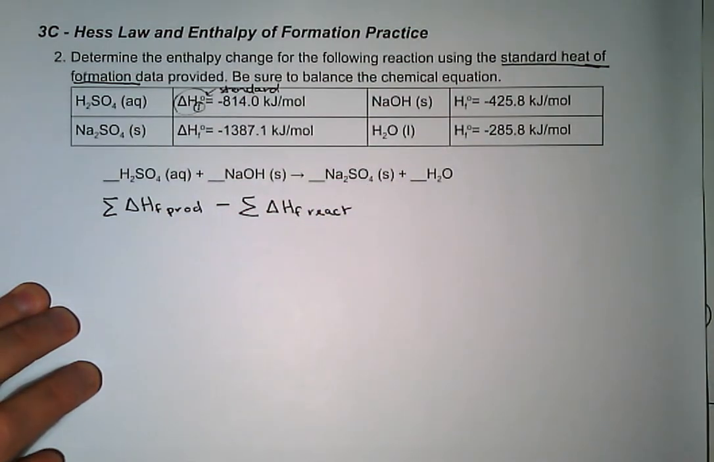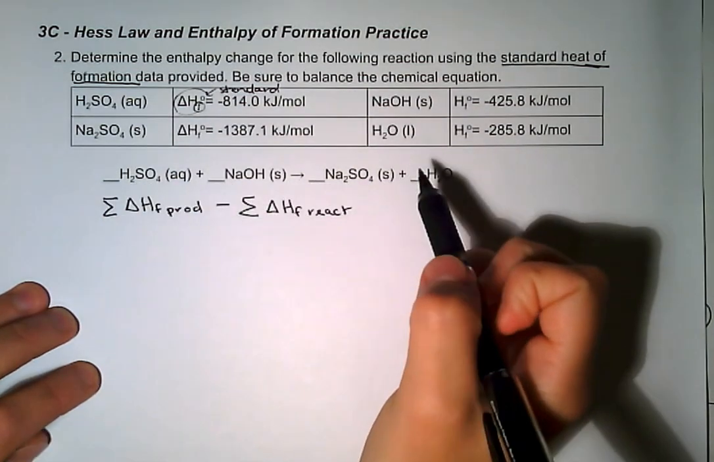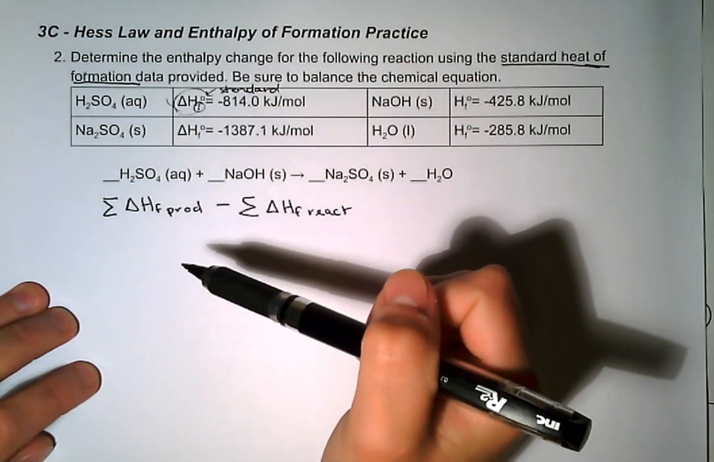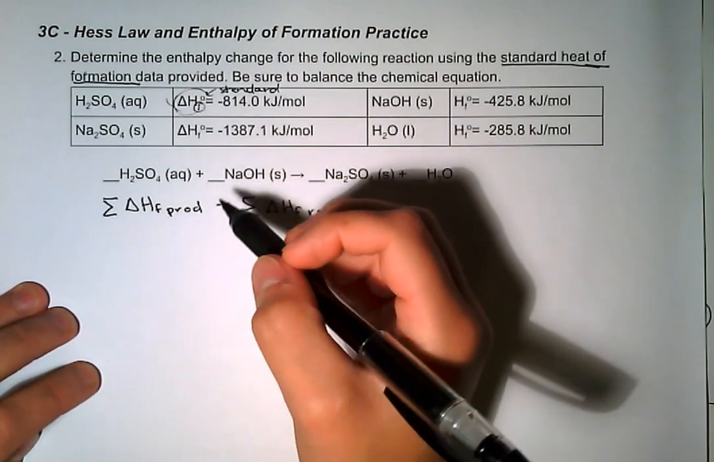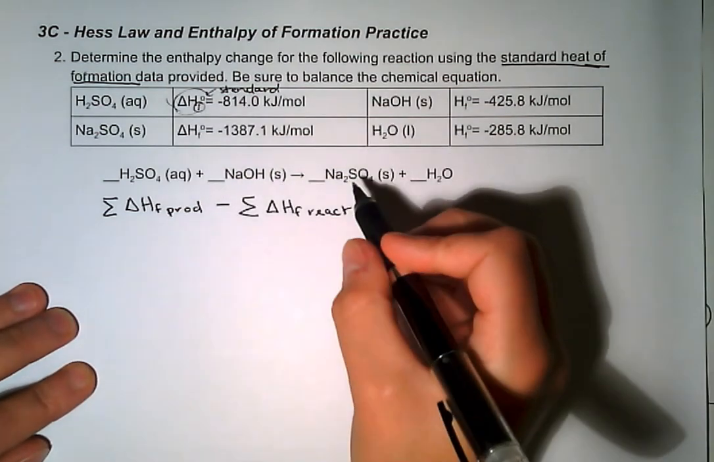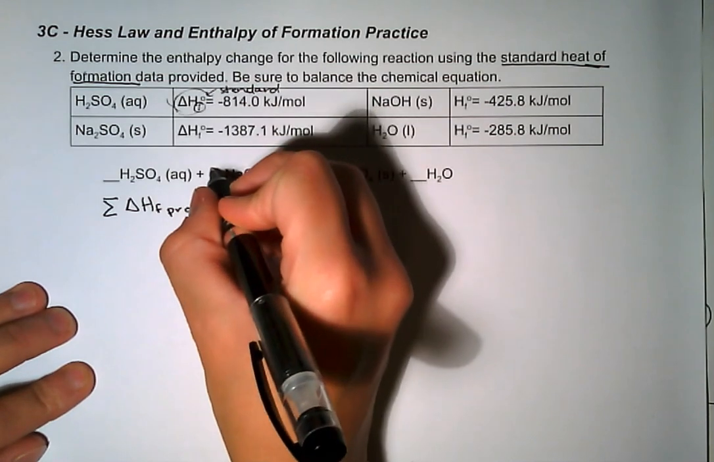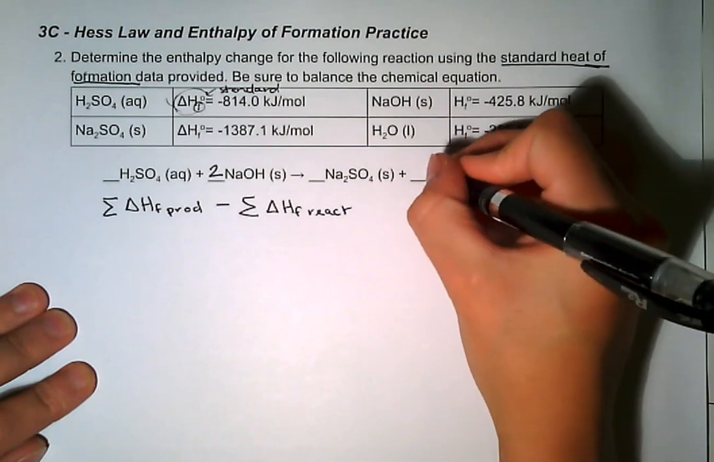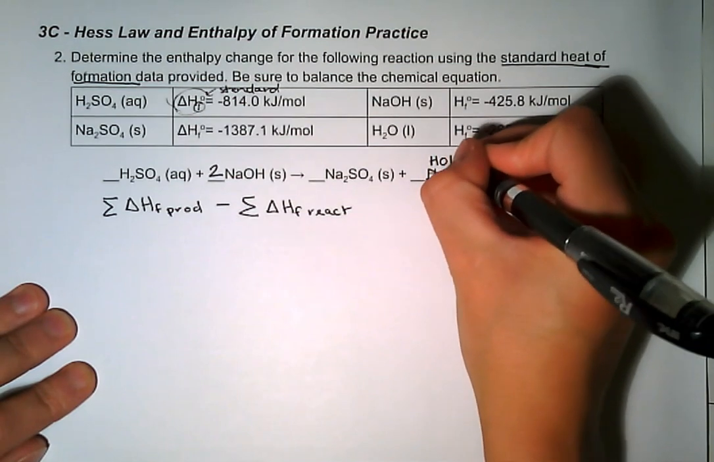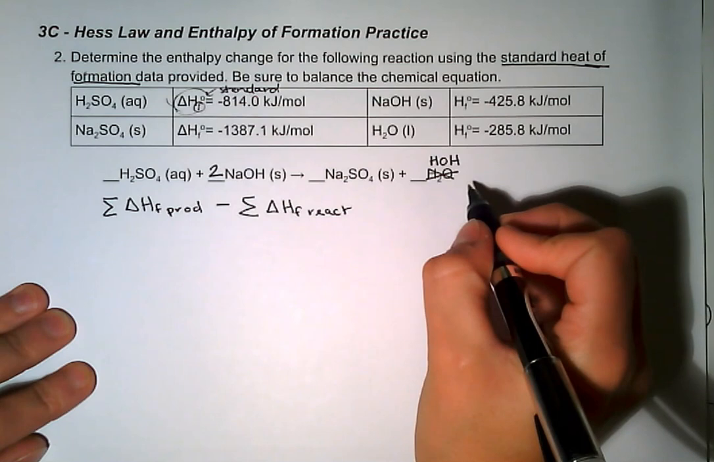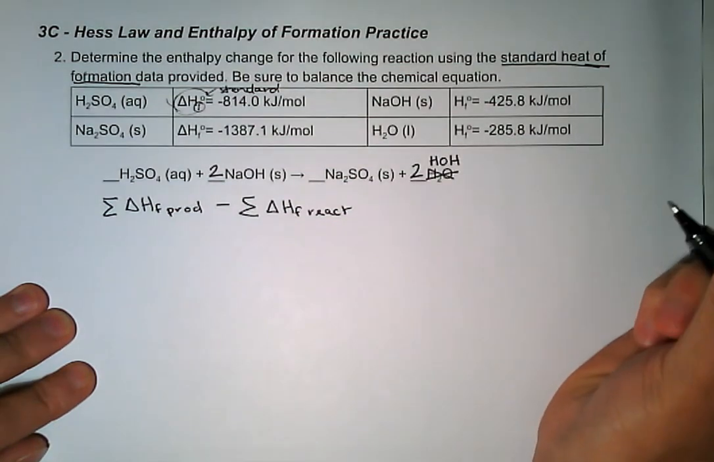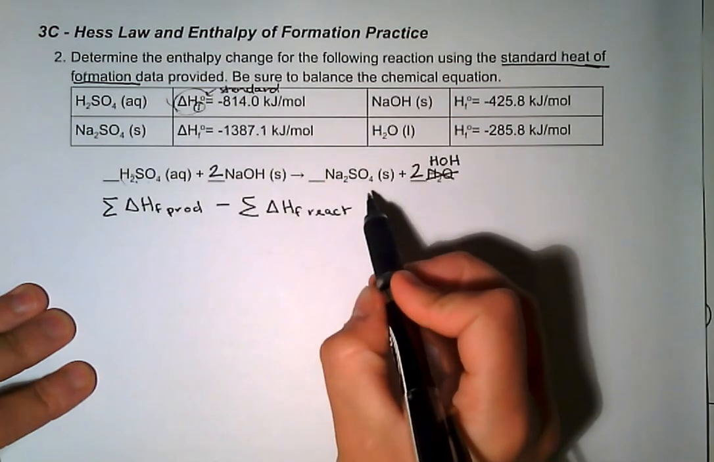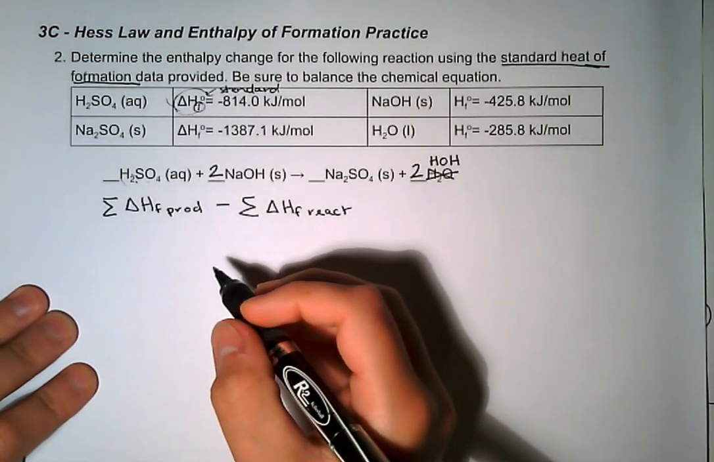You might notice that the equation here is not yet balanced, and in order to know how many times to use the delta H of formation, we need to first balance our chemical equation. I notice there's 2 sodiums here, only 1 here, so I'm going to put a 2 there. That gives me 2 hydroxide, and I'm going to rewrite this as HOH to make it easier to balance. I can see there's only 1 hydroxide here, so I'll put a 2 there. Then I have 2 hydrogens, 1 sulfate, 1 sulfate, so otherwise I am balanced.